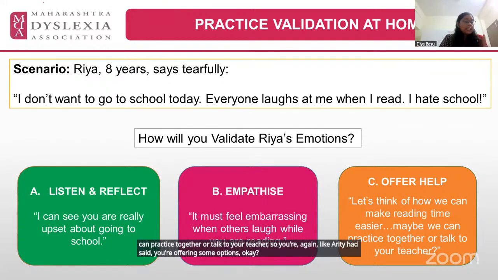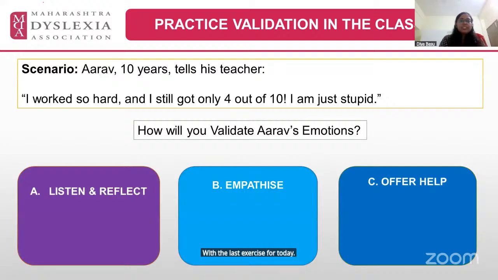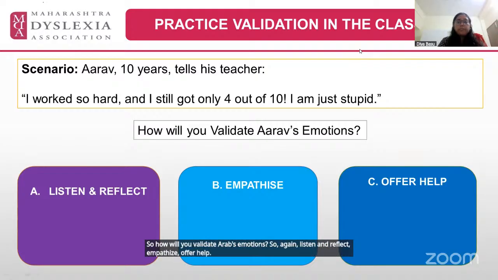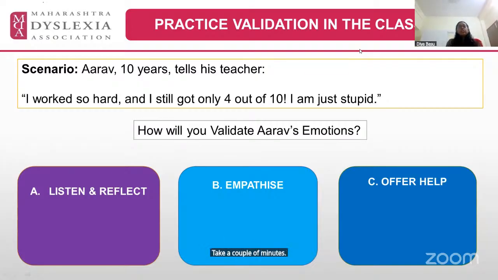Great. The last exercise for today is this second scenario. Come on, everybody. So Arav is 10 years old and he's telling his teacher, "I worked so hard and still I got only 4 out of 10. I'm just stupid." So how will you validate Arav's emotion? So again, listen and reflect, empathize, offer help. Take a couple of minutes, frame your responses, write in the chat box or unmute and say.